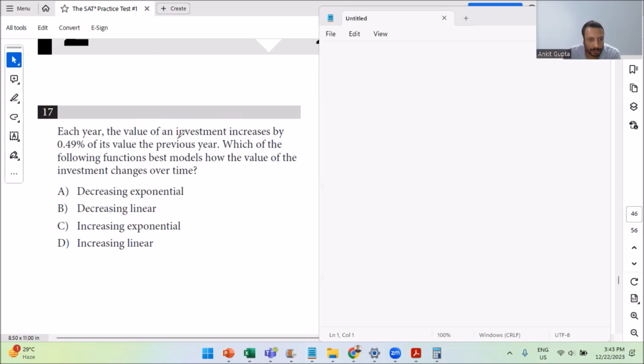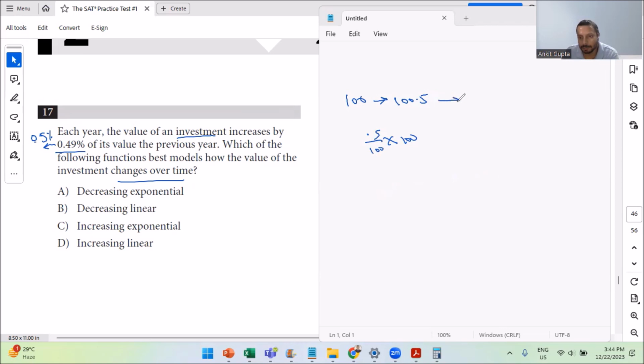Each year, the value of an investment increases by 0.49%, which can be taken very close to 0.5% of its value the previous year. Which of the following functions best models how the value of the investment changes over time? So let's say the investment started with 100 rupees, and after the end of the first year, it will increase by 0.5%. So 0.5% of 100, it will become 100.5.